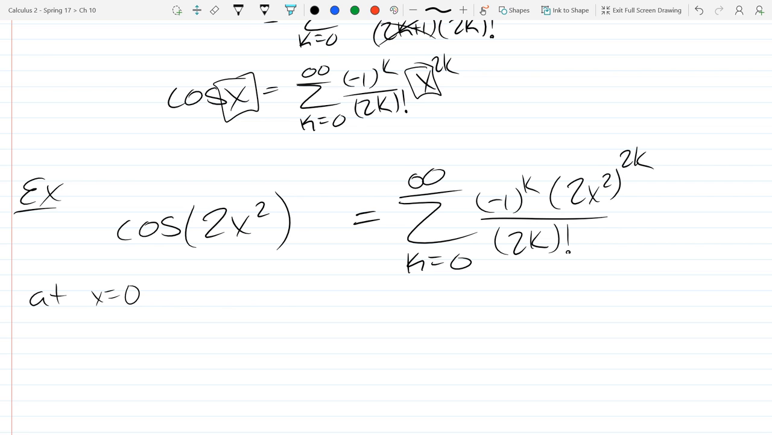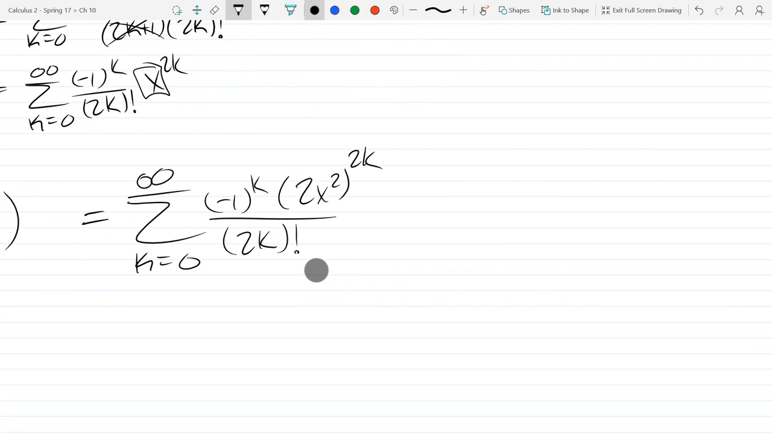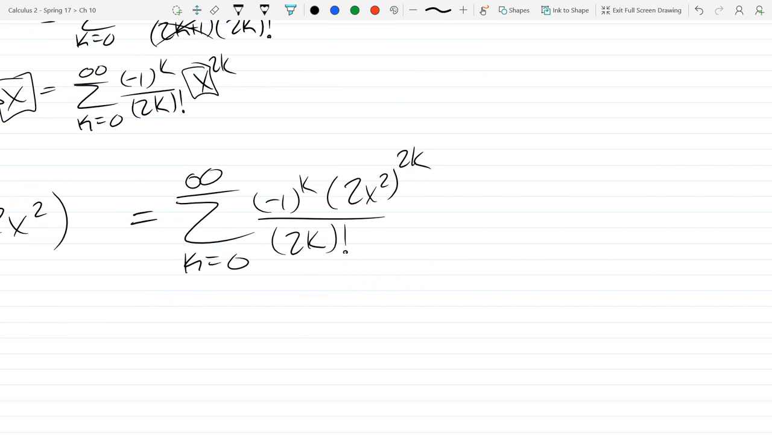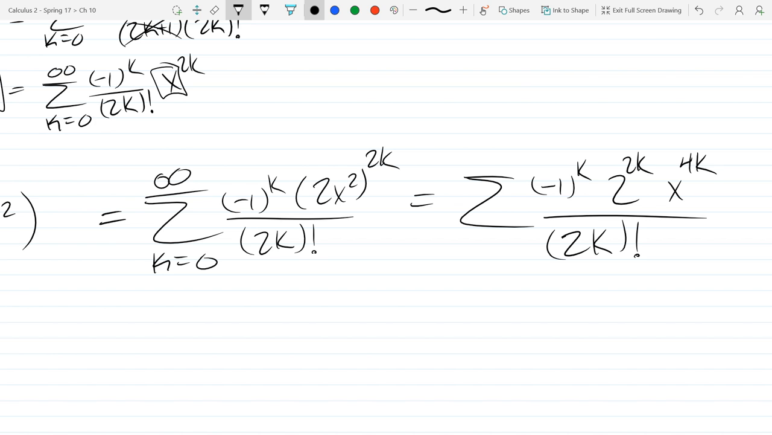Now, if you gave me this series and you didn't tell me where it came from, I could probably tell you pretty quickly this is cosine 2x squared. Where you're going to run into problems is when you get a series in a slightly different form. So we got 2 to the 2k, x to the 4k. All I did was use a little bit of algebra and basically distribute that power right there. But now all of a sudden the form is somewhat different. And this 2 to the 2k might mess me up a bit.